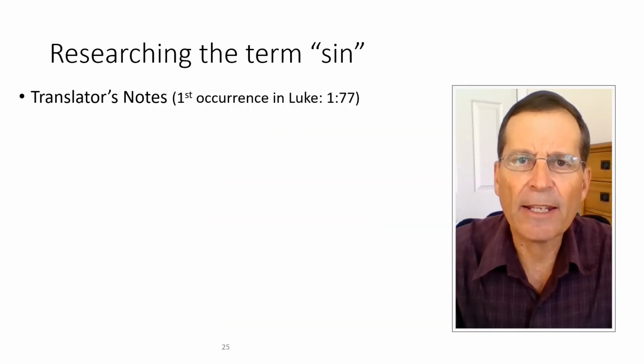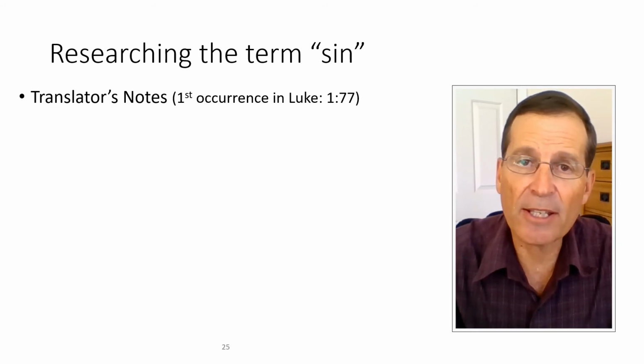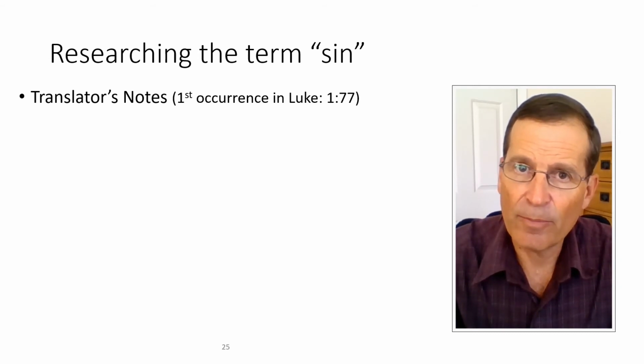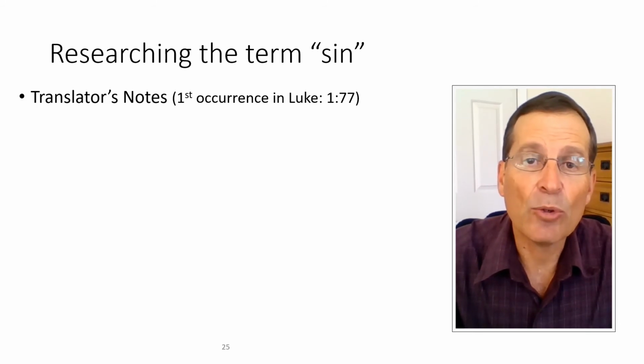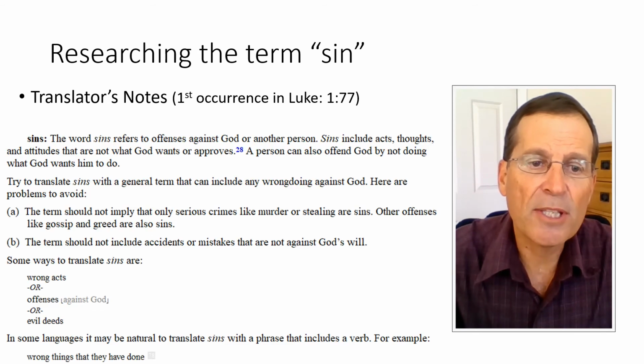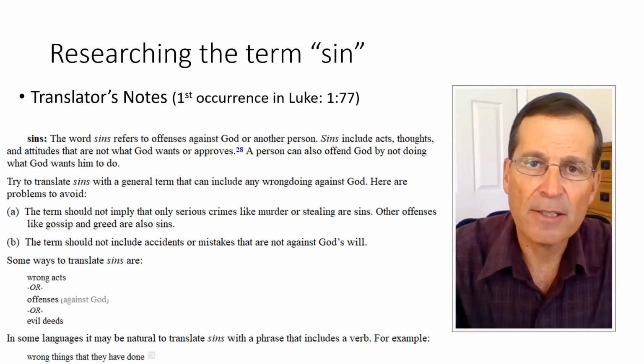Another very clear and helpful resource for finding out the meaning of key terms is Translator's Notes. And often it is the first occurrence of the word in a book where Translator's Notes will give the most detailed explanation of that term. So you can do a find in Paratext, for instance, in the book of Luke on the word sin, and you'll see it occurs first in chapter 1, verse 77. So then if you look at that in Translator's Notes, you will see an entry on sins. This is very helpful, so I'm going to read this one.